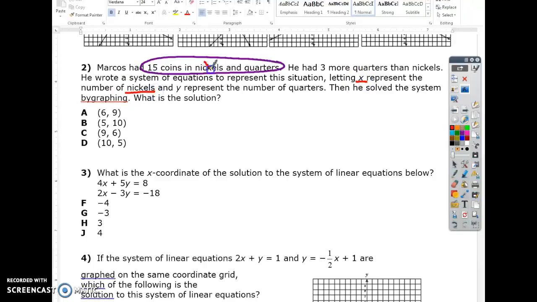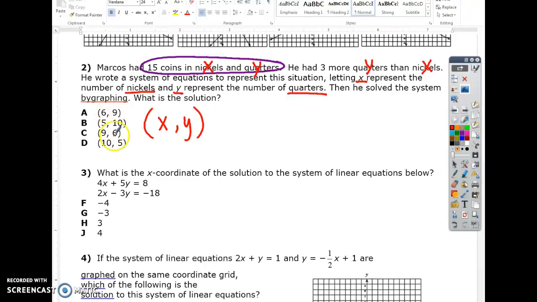So I would put x right here on the nickels. And y represent the number of quarters. So I would put y for the quarters. I would also put a y right here where it says quarters, and I would put an x here where it says nickels. Because if you look at my answers, they're written in the form of x, y. Right? And it says that the total is how many? 15.